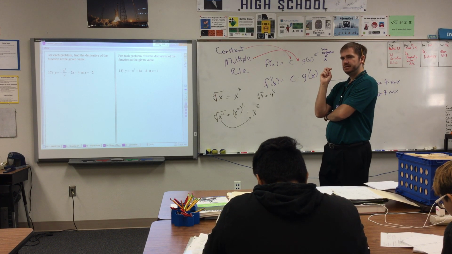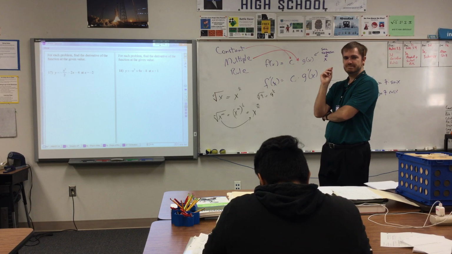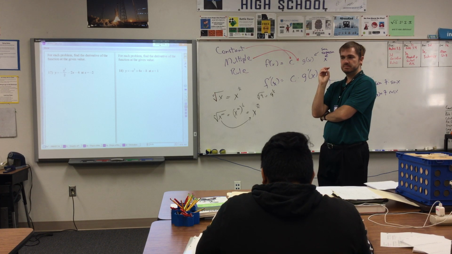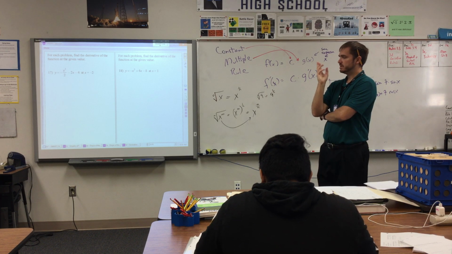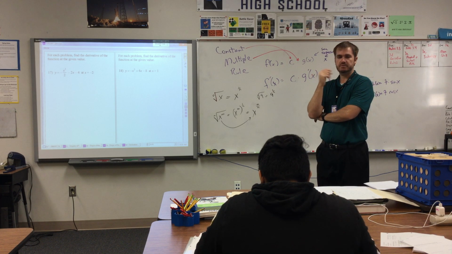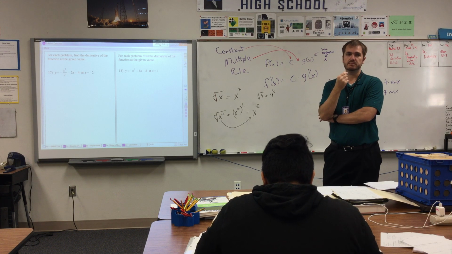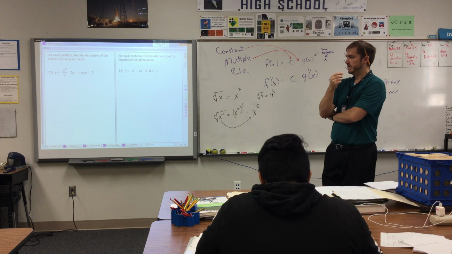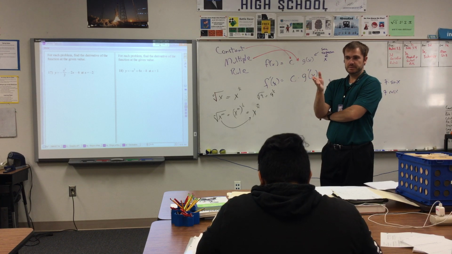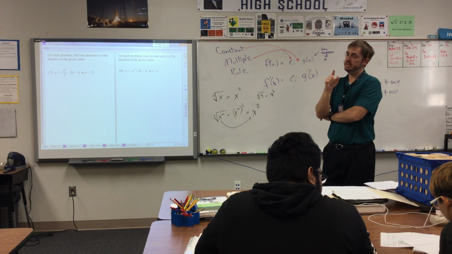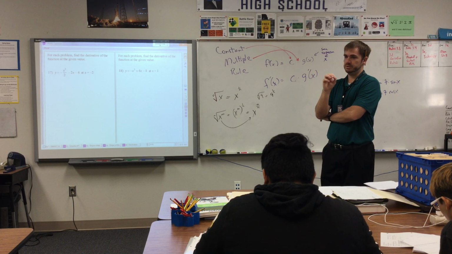What does that mean? Plug in whatever x value it tells you. Right? At the x, that means you have to find the derivative and then plug the x value into the derivative. That's exactly right. Find the derivative, and then you plug in the x value. And it is important that you do it in that order.